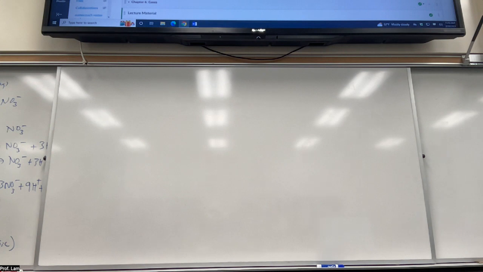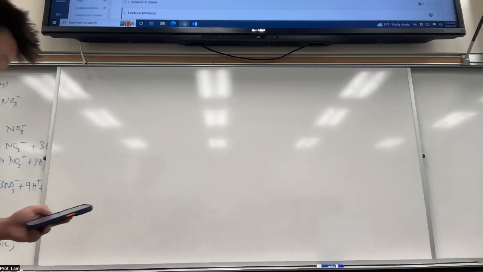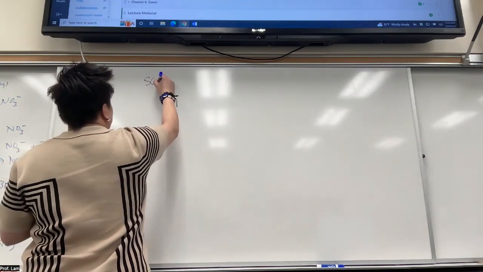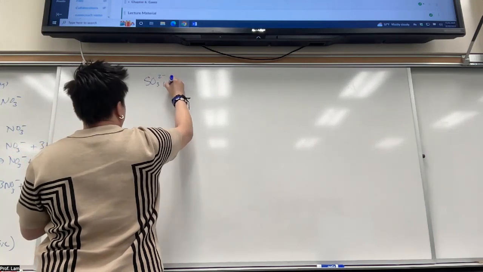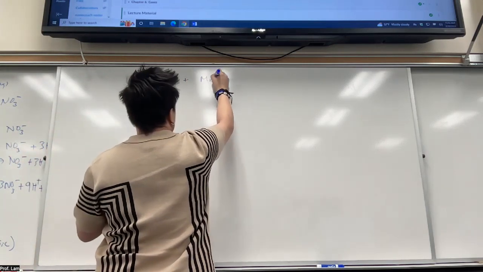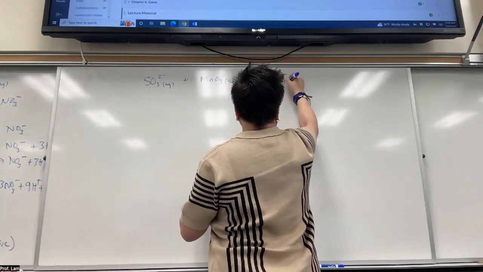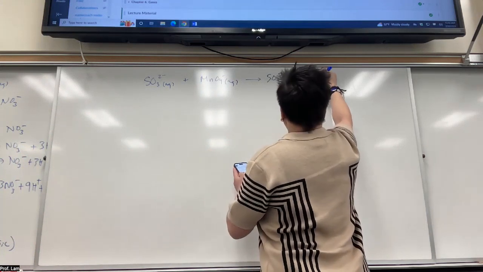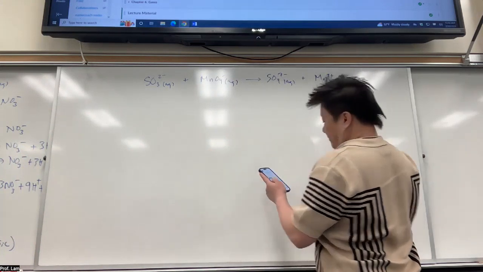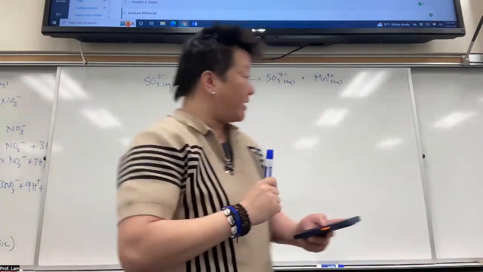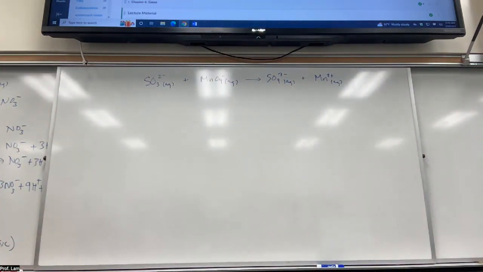Find a good one here. Okay, let's do this one. SO3 2 minus aqueous plus MnO4 minus aqueous goes to SO4 2 minus aqueous plus... And it's all recording right now too, so you guys can always go back and look at it.